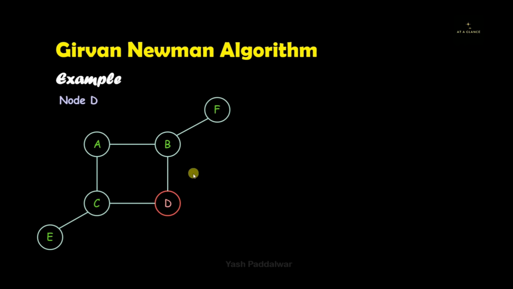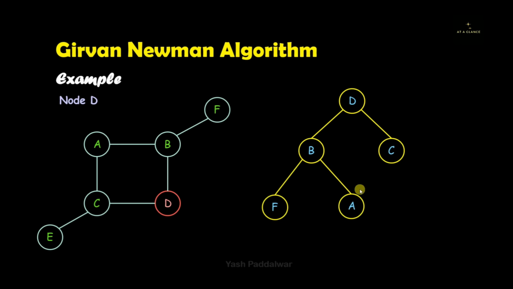Considering this time node D as the root node, we'll draw the tree. So you can see that D is the root node. You can see that in the graph D can directly reach to node B and C. So it will be having two child B and C. Now the next node is B. B can directly reach to A as well as F. Hence B will have two child F and A.